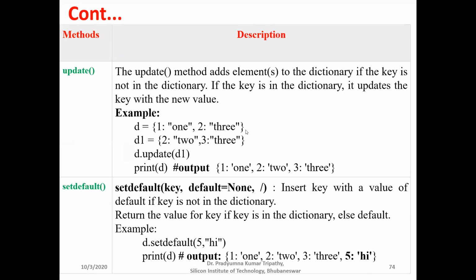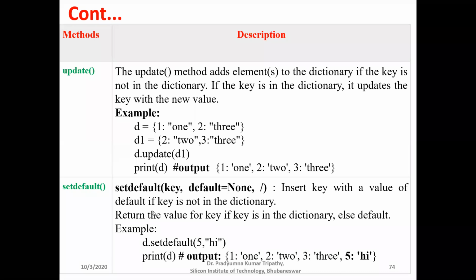Similarly, if you have the update function, suppose this is D and this is D1. Can you see over here 1, 2, this is 2 and 3, this is given. If I write D.update(D1), what do I want to do? I want to update D by passing D1. So what will it do? It will go on comparing the key values. Wherever a match is there, it will replace it. For example, the 2 matches over here, so the 3 will be replaced with this 2.